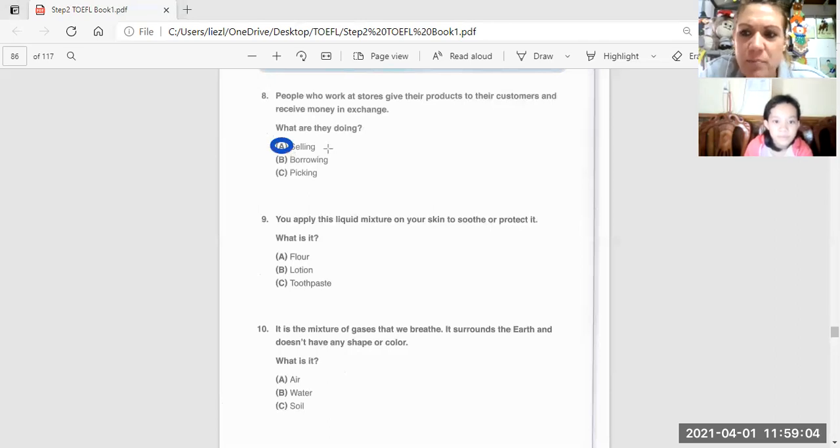Selling. What is borrowing? When I borrow something, someone gives something to you. When you borrow from somebody, you have to give it back. Yes. Okay, you can't take it for yourself. You have to give it back. Okay, let's do the next one.